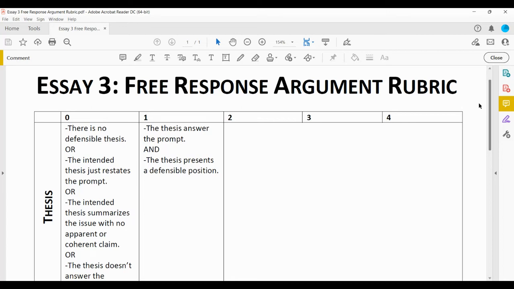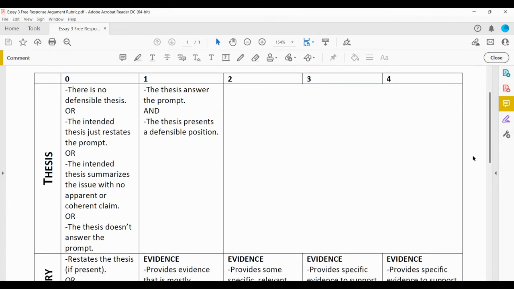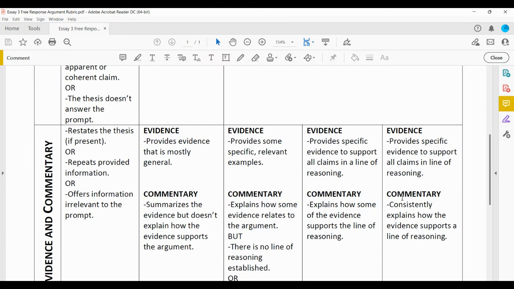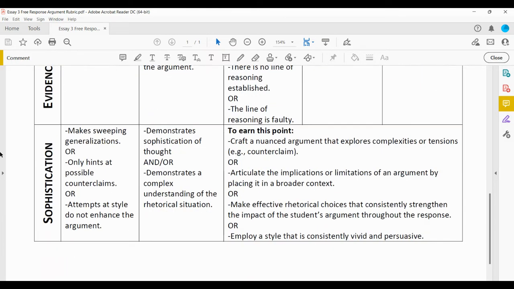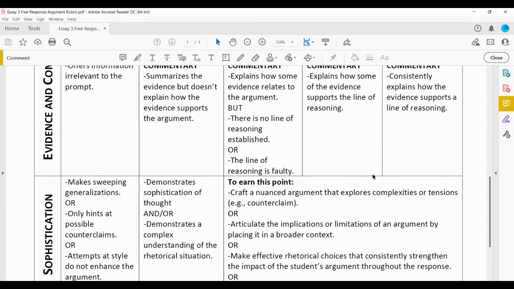Let's take a look at the Essay 3 Free Response Argument rubric. At this point, this rubric should be very familiar to you because it follows the same structure as the synthesis and rhetorical analysis. You can earn points for your thesis, 1 point, up to 4 points for evidence and commentary, and 1 point for sophistication.